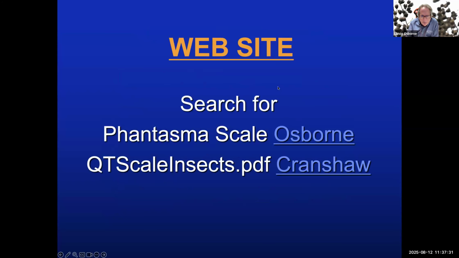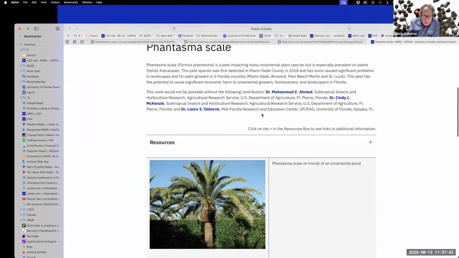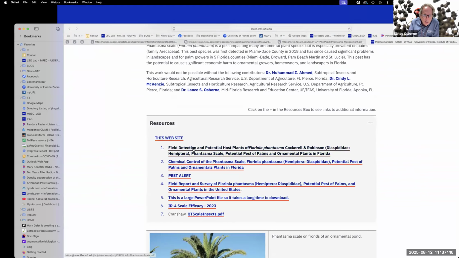I mentioned that we have a lot of different websites and things that are available. If you do a search of Phantasma scale and Osborne, it comes up with my website. You scroll down, you'll see resources. There's a field detection of potential host plants of this scale, potential pest palms and ornamental plants in Florida. There's a chemical control guide that I mentioned. There's a pest alert that was originally sent out when this pest was first found. There's a large PowerPoint similar to the one that we're doing today that could be downloaded. I have a PDF file and a PowerPoint file of this talk that I'll put on later. The IR4 efficacy thing for scales.